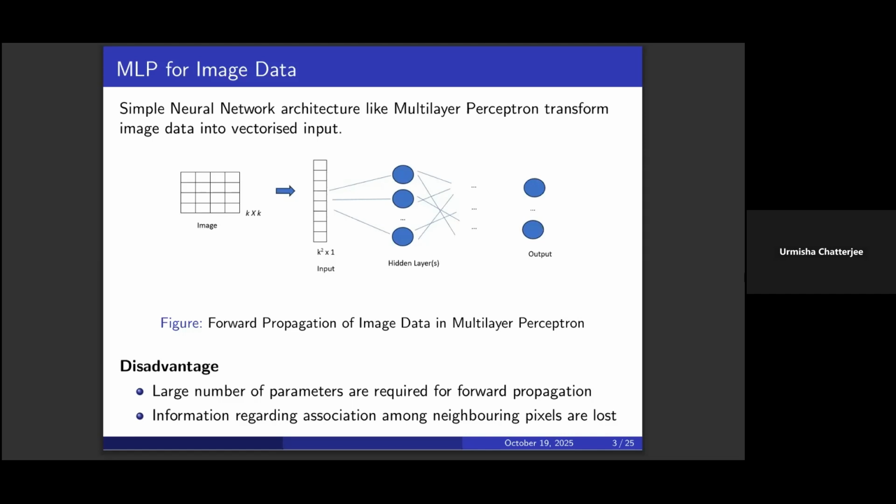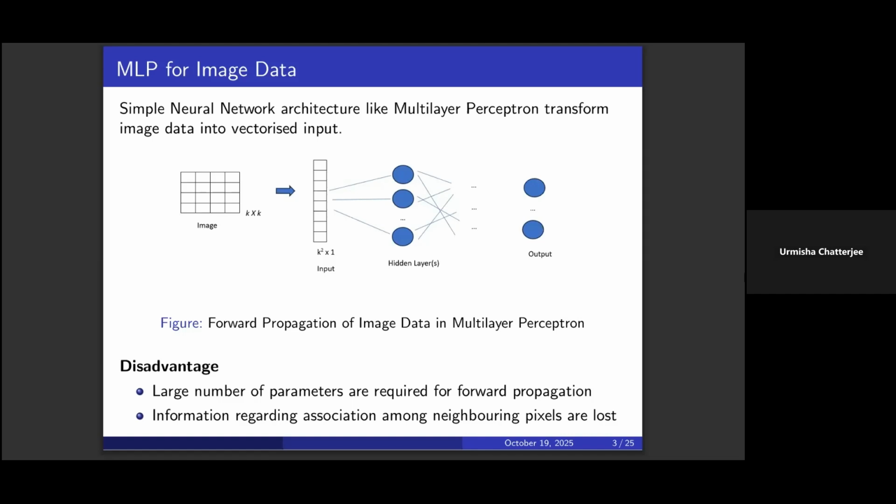And a 32 by 32 pixel image is honestly not very high resolution. Modern images can be 100 by 100 pixels, so it will require way more parameters, especially if we want to run a very deep multi-layer perceptron network. And the other problem is that whenever we are vectorizing these images, the spatial information between neighboring pixels is lost, because in image data, especially in high resolution data, neighboring pixels have similar values and behave similarly. So whenever we were vectorizing it, that spatial association was entirely lost. These were two major problems of using multi-layer perceptrons for image data.